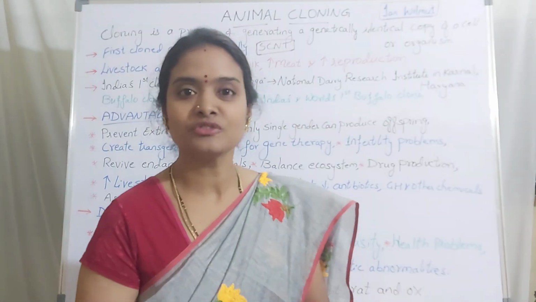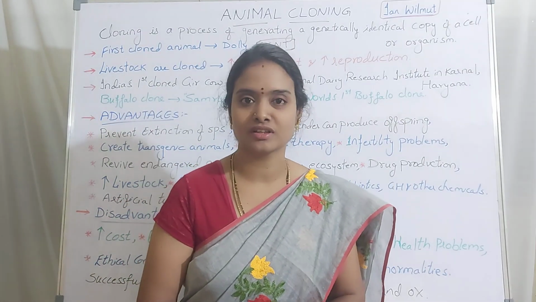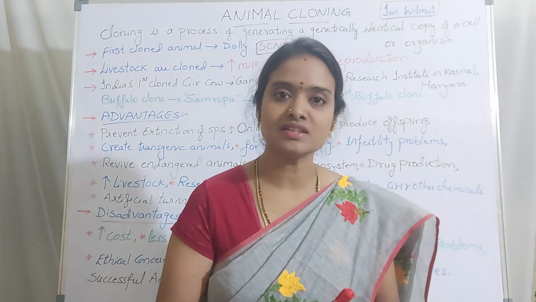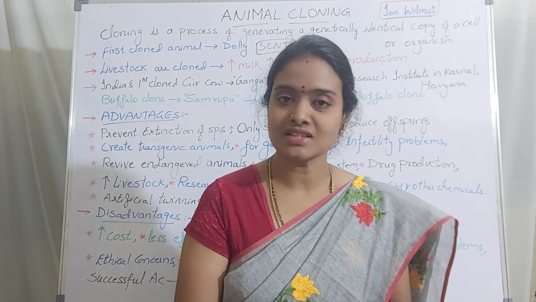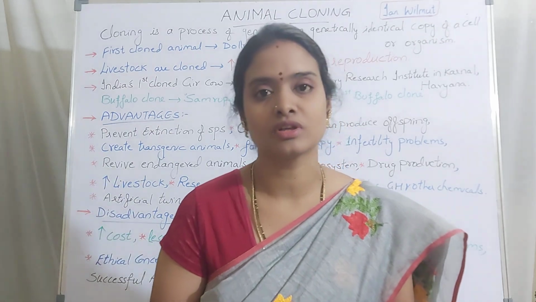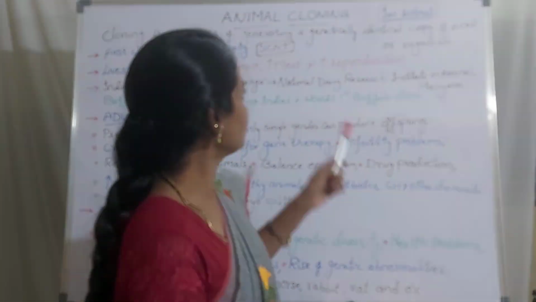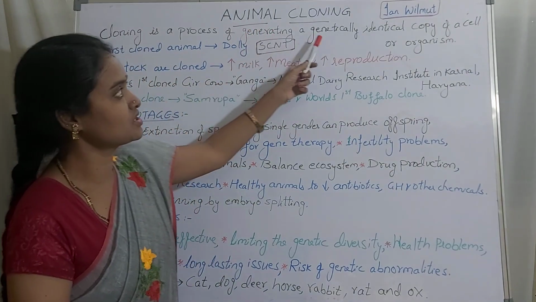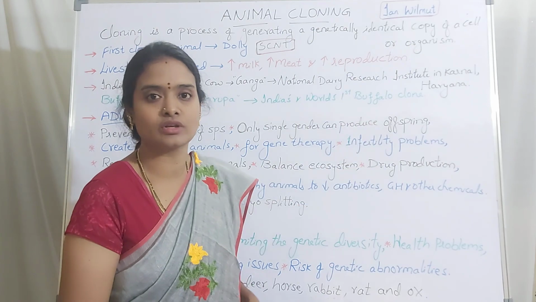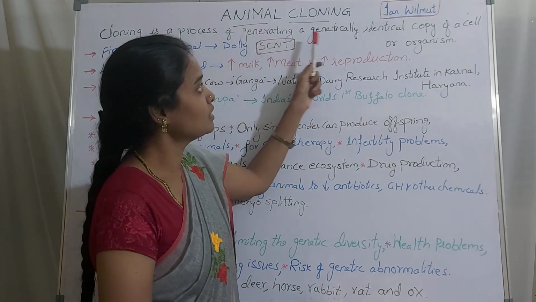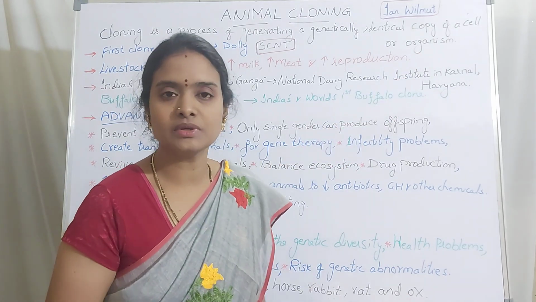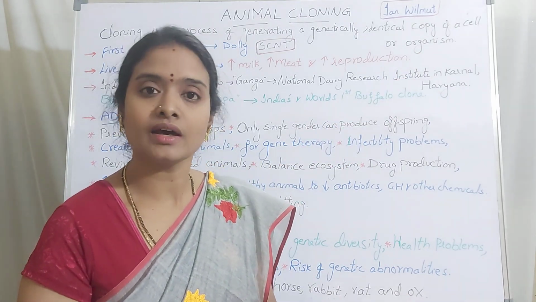So today we will discuss animal cloning. Cloning is a process of generating genetically similar copies of cells or animals. If it is cloning of an animal, we call it animal cloning. If you are producing genetically identical copies of a cell, we call it cell cloning. If you are producing a genetically identical copy of an organism or an animal, you call it an animal clone.